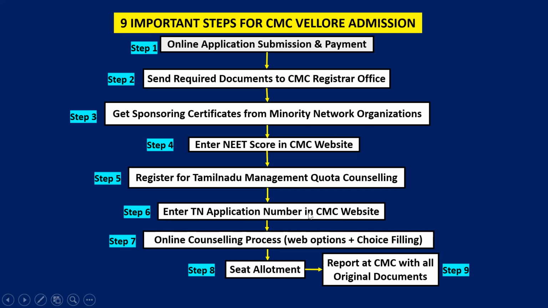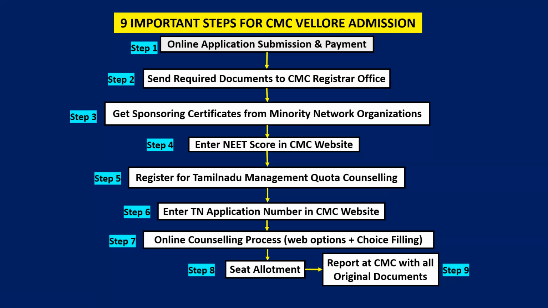Next, step 6. Enter the TN application number in the CMC website. After you register for Tamil Nadu Management Quota Counselling, you will get the TN application number. That application number you have to enter in the CMC website. Next, step 7. Online counselling process. Counselling process means web options plus choice filling. You have to do the web options and choice filling only through Tamil Nadu Management Quota Counselling.